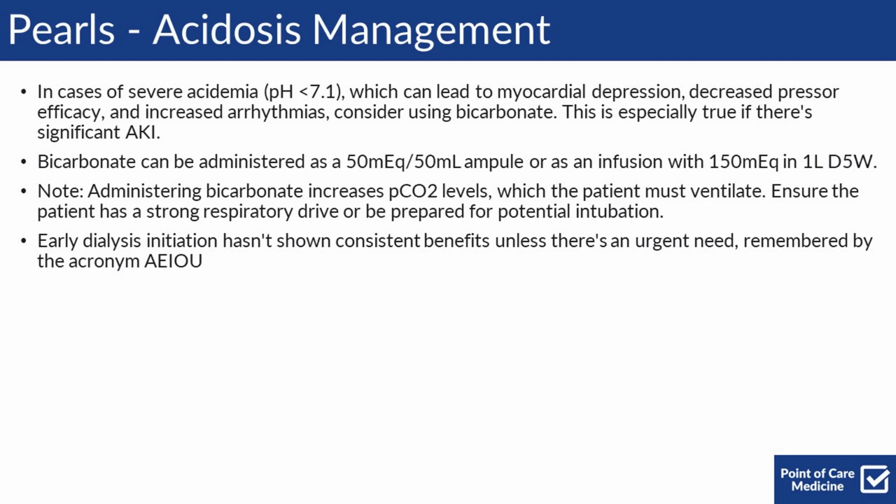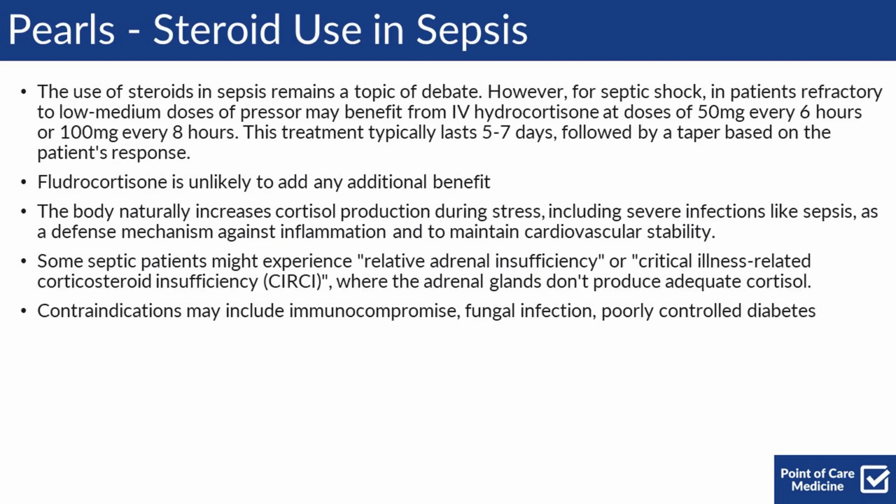For pearls related to steroid use in sepsis, the use of steroids in sepsis remains a topic of debate. However, for septic shock, in patients refractory to low to medium doses of pressor, they may benefit from IV hydrocortisone at doses of 50 milligrams every 6 hours or 100 milligrams every 8 hours. The treatment typically lasts 5 to 7 days, followed by a taper based on the patient's response. Fludrocortisone is unlikely to add any additional benefit.